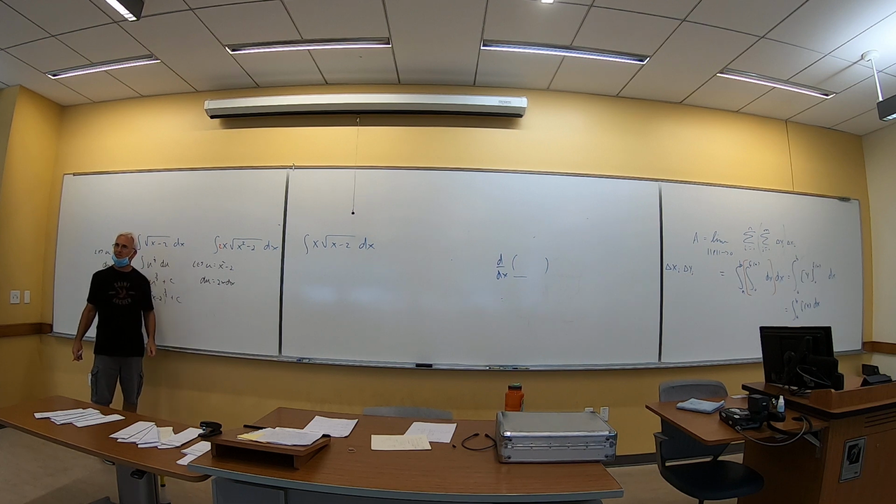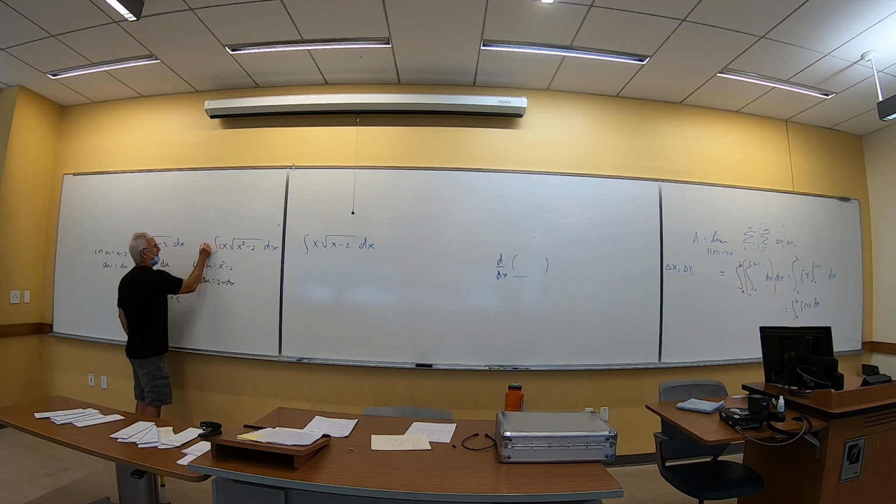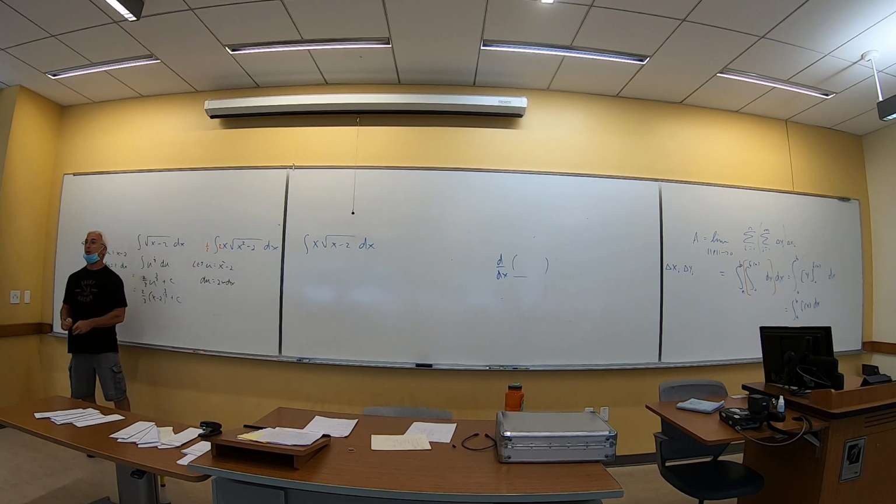I just doubled the size of my integral. What should I do? Half on the outside. Put a half on the outside. Exactly. So now what have I got now? I now have 1/2 the integral of u to the 1/2 du. Do you all agree with that?